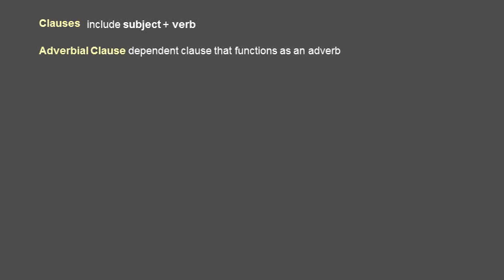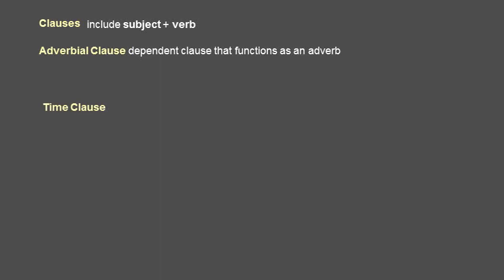Well, first we need to talk about clauses. What are clauses? A clause is a group of words that includes a subject and a verb. There are different categories of clauses. One category of clauses is adverbial or adverb clauses. An adverbial clause is a dependent clause that functions as an adverb. Today, we're going to focus on one type of adverbial clauses, which is time clauses.